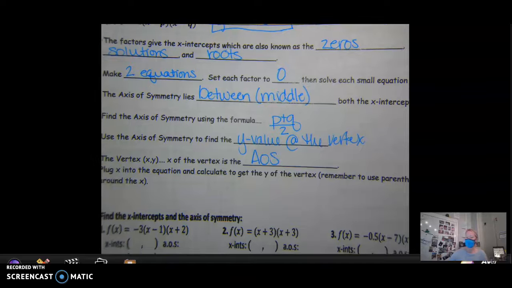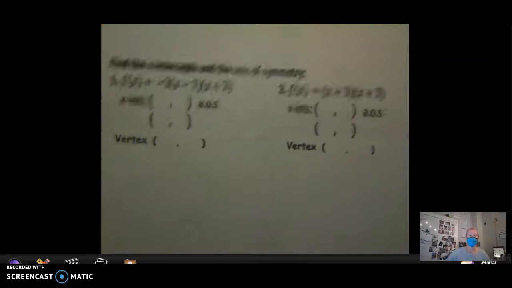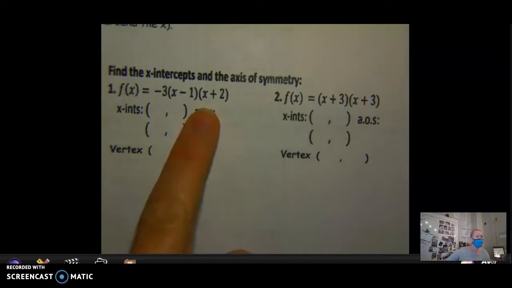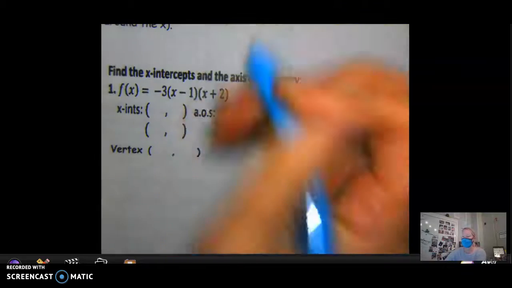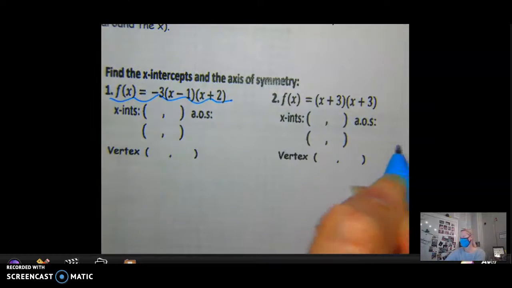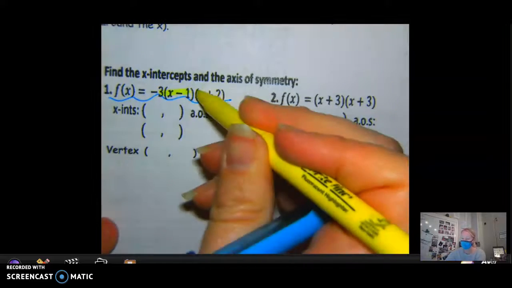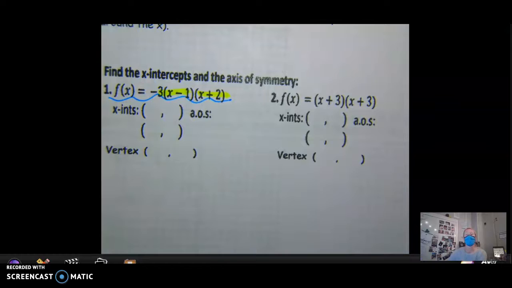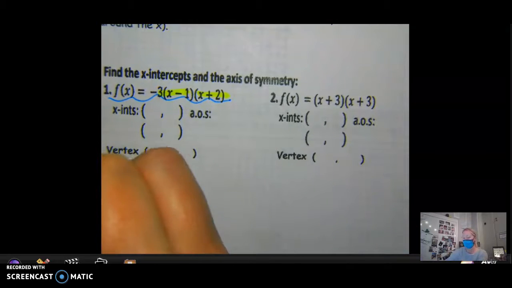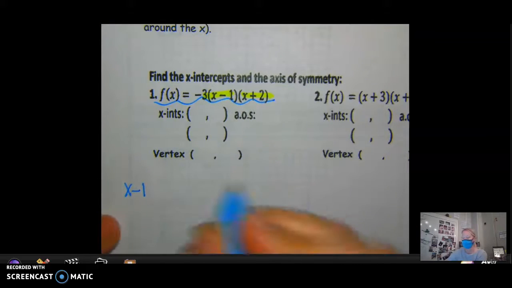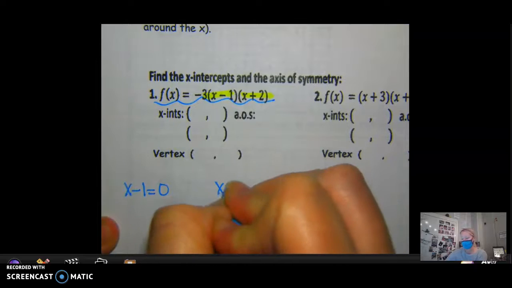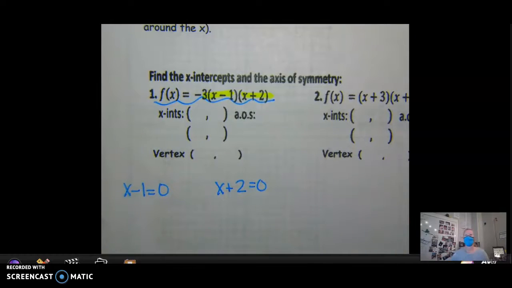Okay, so let's look at number 1 together. So number 1 is right here. Okay, this is intercept form. First thing you do is you take the parenthesis equations. We have 1 here and we have 2 here. And we set them equal to 0. So you're going to do x minus 1 equals 0. And you're going to do x plus 2 equals 0.